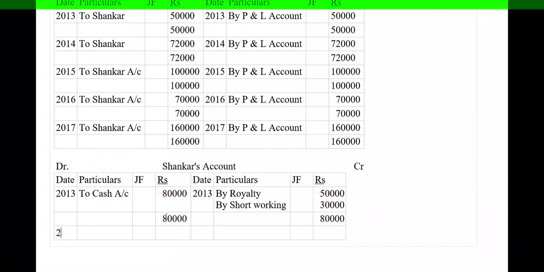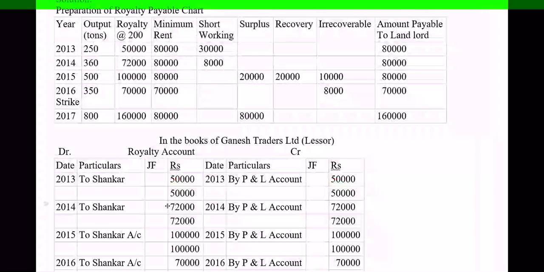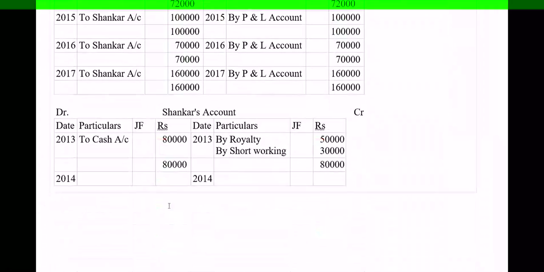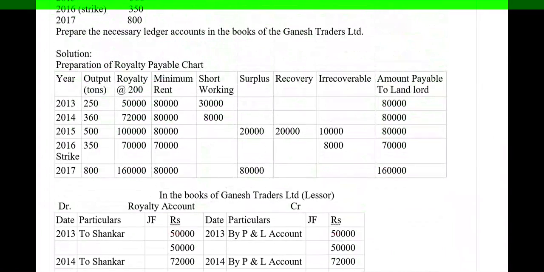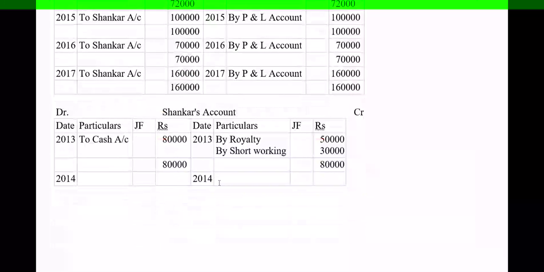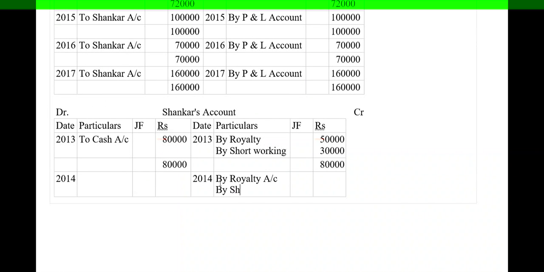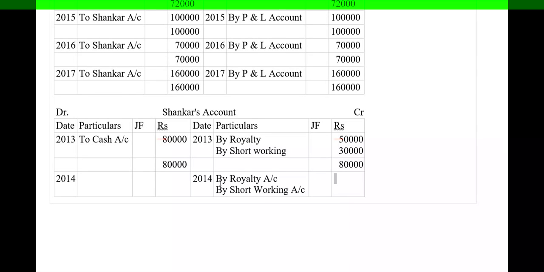Now let us go for 2014. So in 2014 also there is a short working here. So when the royalty is payable, then the entry will be royalty account debit. So royalty account, then by short working account. So here it is 72,000. So here it will be 8,000.